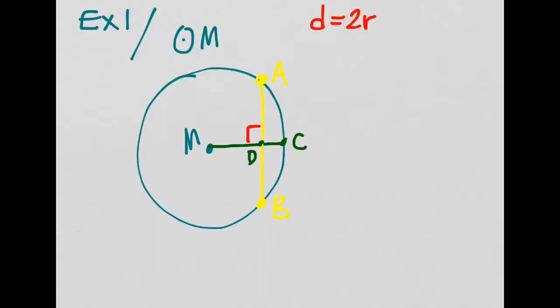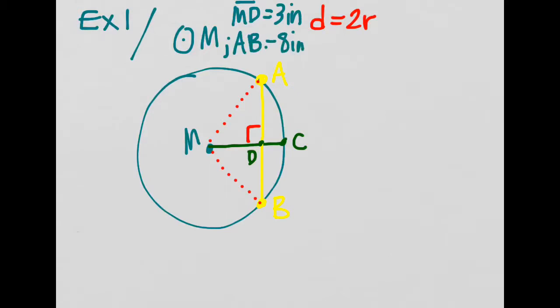So let's take a look here. We're going to need to apply the Pythagorean Theorem a little bit because I don't know that we have enough information. Anytime you have a chord, we have a couple different triangle things happening here. All right, so here's some more information. We have circle M. We also know that segment MD is equal to 3 inches, and we know that AB is equal to 8 inches.